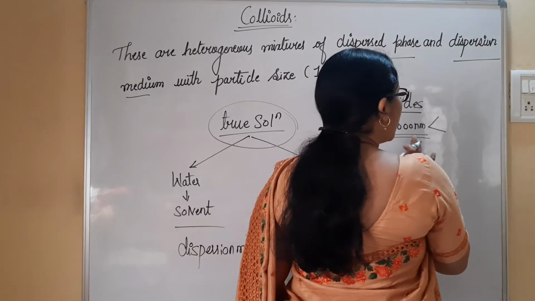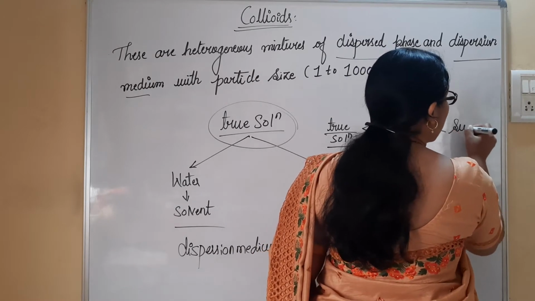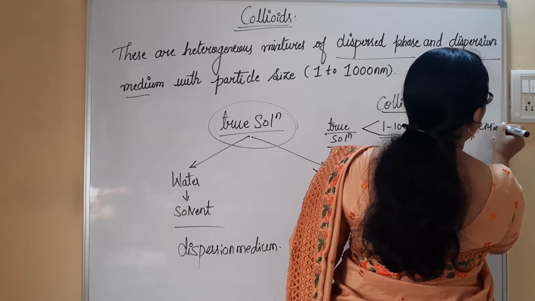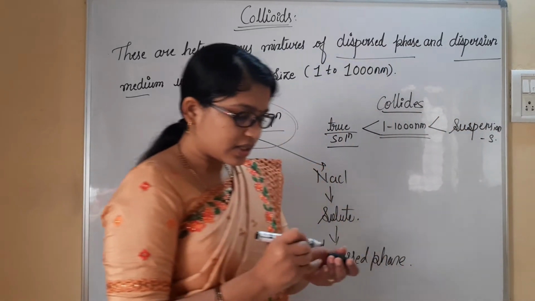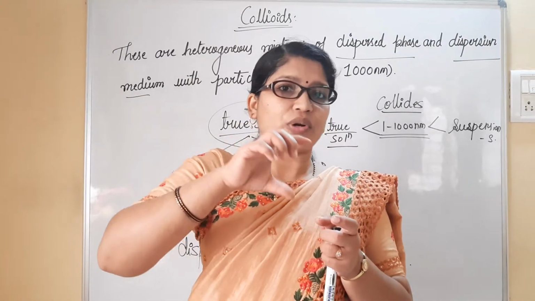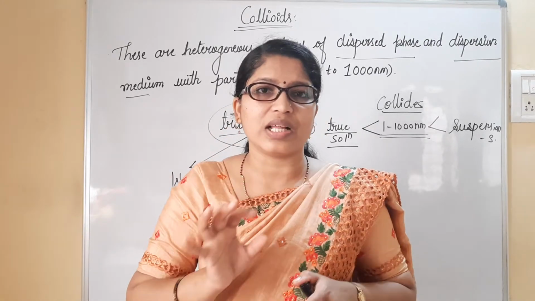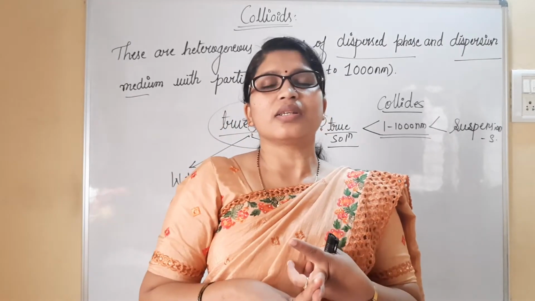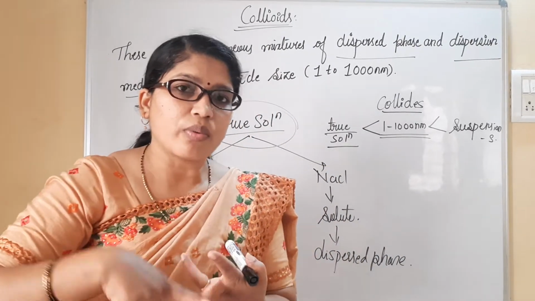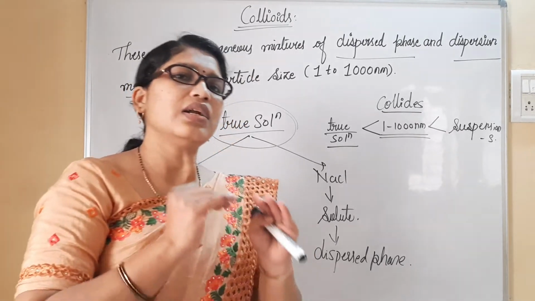Next, if the size is more than 1 to 1000 nanometer, then we call them suspensions. You have seen suspensions: when you have a cough or something, they give us a syrup, right? We take the syrup in a small lid, 10 ml or 5 ml, whatever they say, and drink it. That is called a suspension. Particle size, if it is more than 1 to 1000, suspension. If it is less than 1 to 1000, true solution.